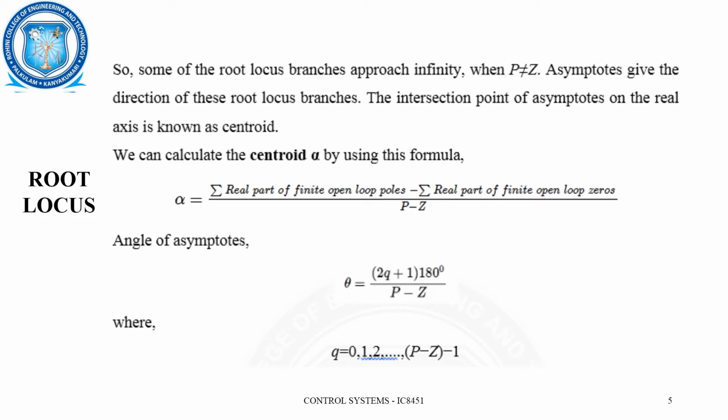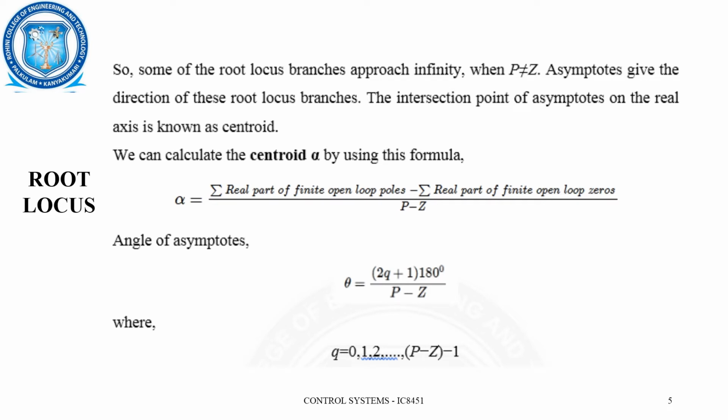Next, calculating the angle of asymptotes. Theta is equal to (2q plus 1) times 180 degrees divided by (P minus Z). Let me tell you about the angle of asymptotes. An asymptote is nothing but the direction of the root locus, how the root locus has to travel, because we know it starts from a pole and ends at a zero. Which pole and which zero, that's the main criterion we have to find out. So we draw the angle of asymptote to show the direction of the root locus.